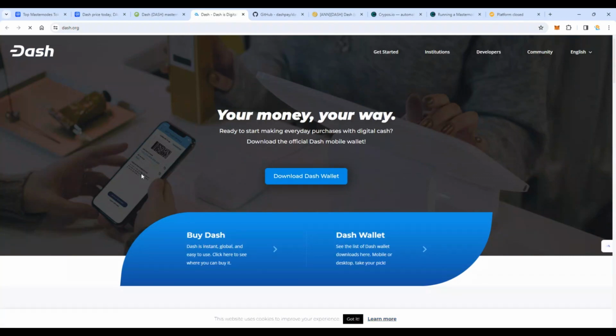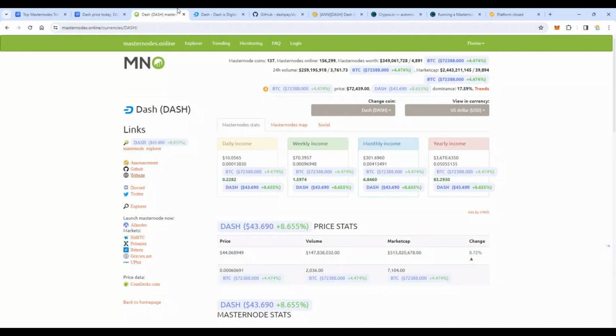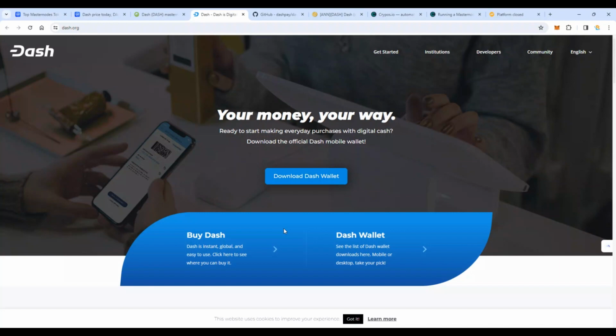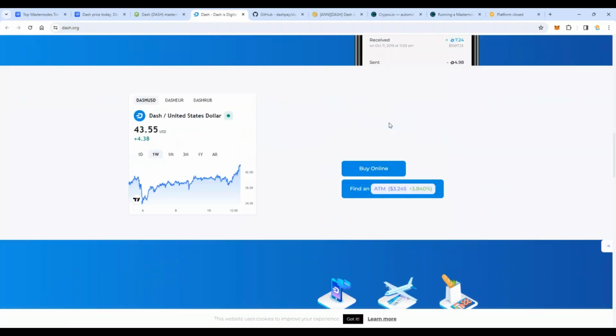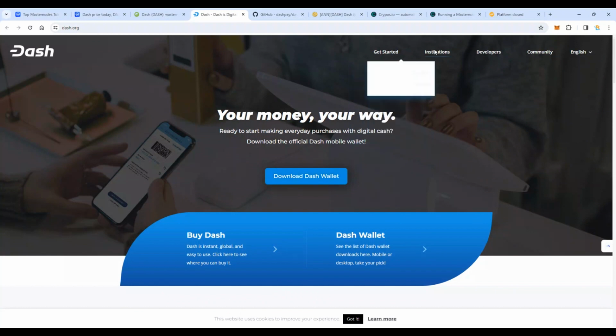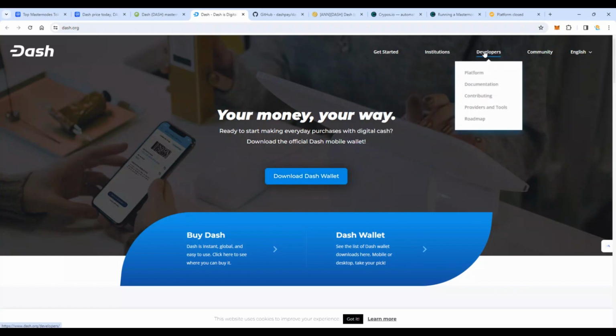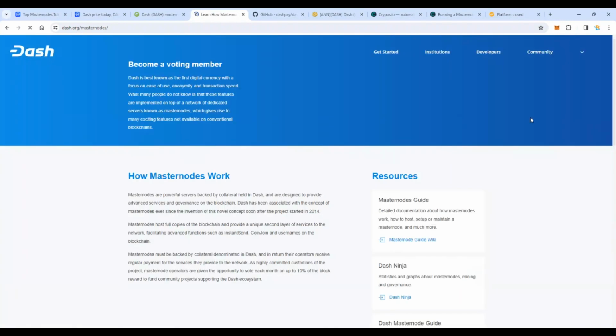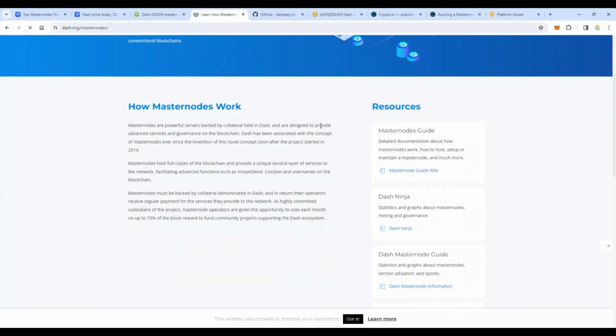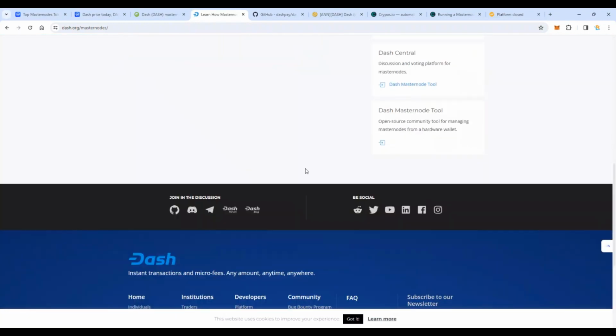Then we have the website. This will take you to the website of the project. If you want to learn more about the project, the moment you click on the website, it takes you there. And you can read more about what is happening with the project. They have their own wallet, which you can download. There are sections for institutions, traders, developers, the community, and masternodes. If you want to run a masternode on Dash itself, you can read and get guidance on how to do that.